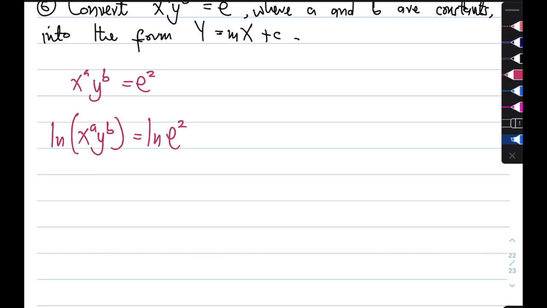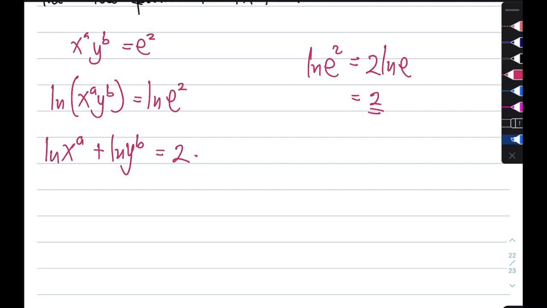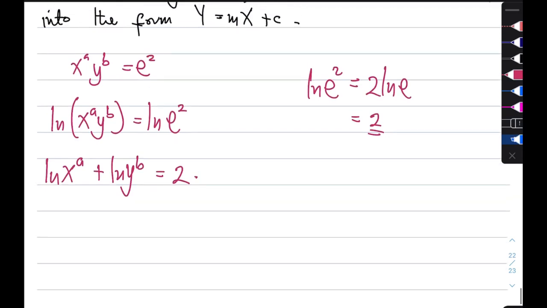Okay, so applying the law, we will have the natural log of x to the power a plus natural log of y to the power b is equal to 2. Y is equal to 2 because the natural log of e to the power 2 is the same as 2 natural log of e, and natural log of e is 1, so the answer is 2. Okay, now we want to write it in the form y equals mx plus c, so let's move this particular one to this side, okay?